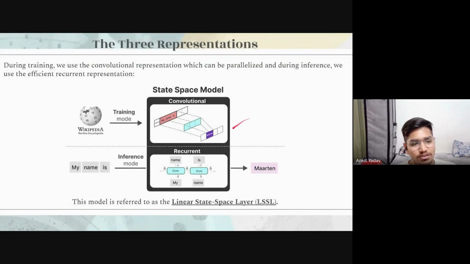So the idea was, we can do training with the help of a convolutional network, because they are parallelizable, and we can do inferencing with the help of RNN, because the time complexity is L here. These are sequential. So this is the ideology they went with in this model, and this model is usually referred to as the linear state space layer.